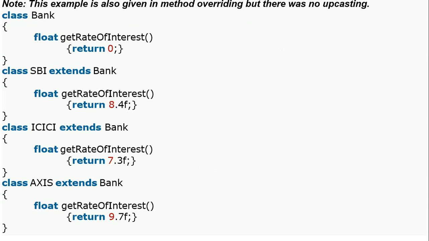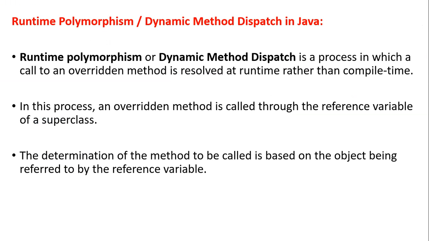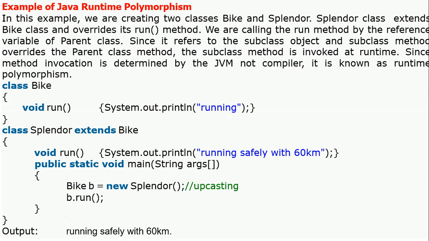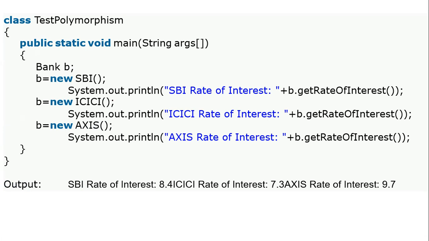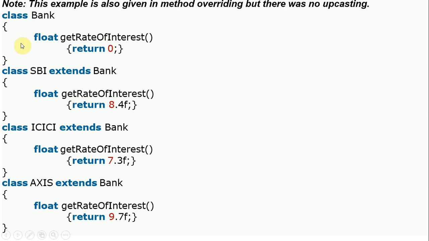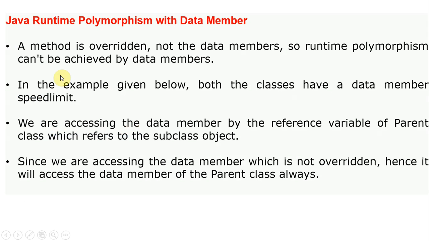Okay, so till now what we discussed is calling the overridden methods. It is a process in which a call to an overridden method is resolved at runtime. But not only overridden methods, sometimes we have data members also. Not only methods, we also have variables. So now the question is, is it possible to call variables also at runtime?